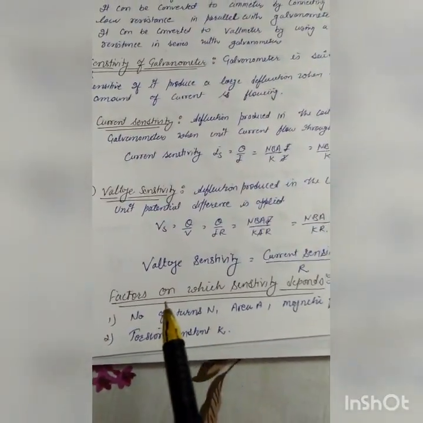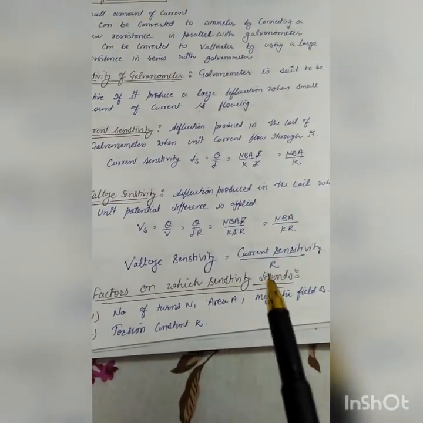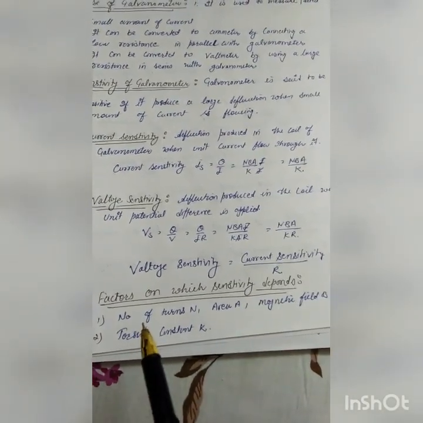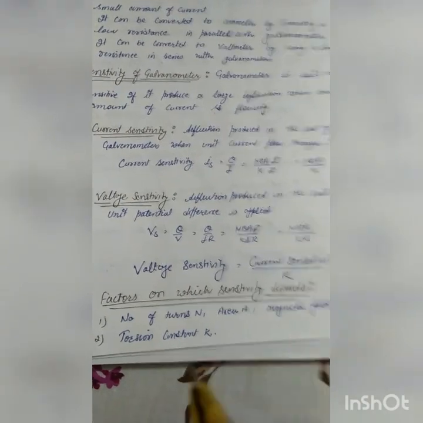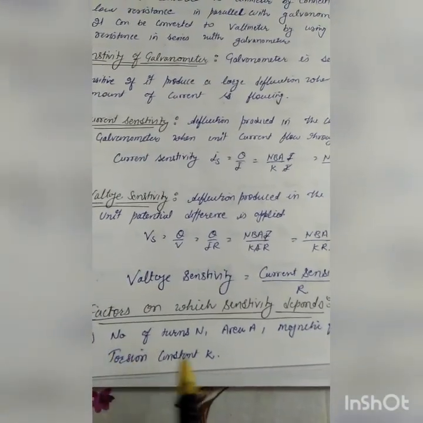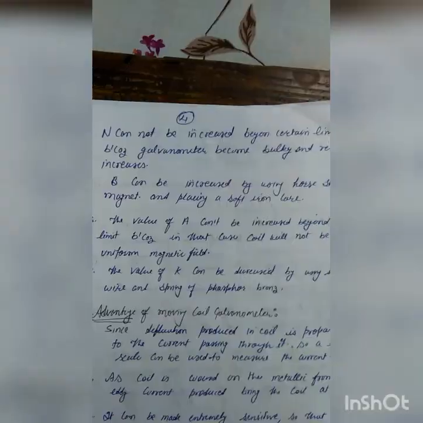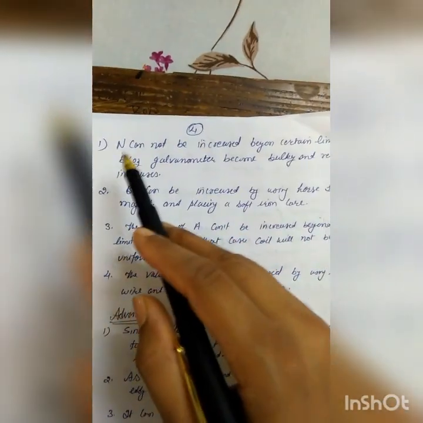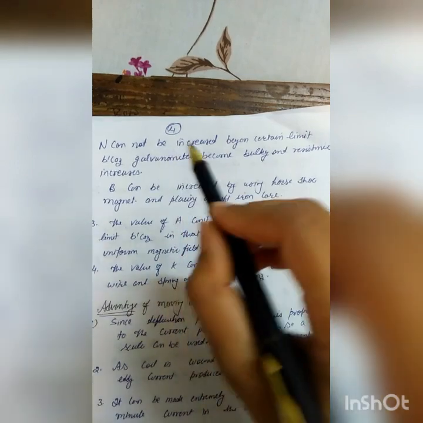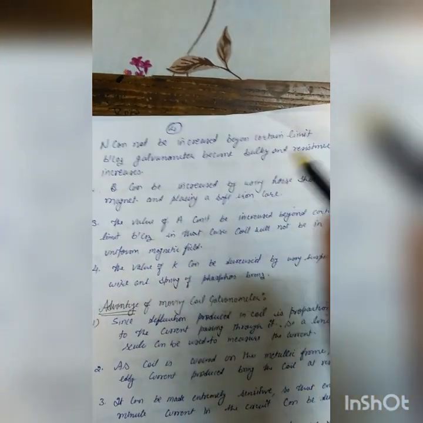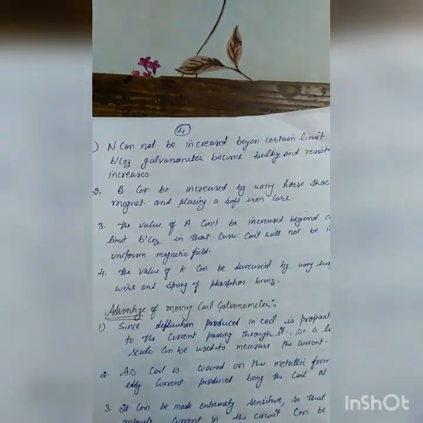Next we have the factors on which the sensitivity depends. The sensitivity depends on the number of turns, area, magnetic field, and the torsional constant K. N cannot be increased beyond a certain limit because the galvanometer becomes bulky and the resistance increases.